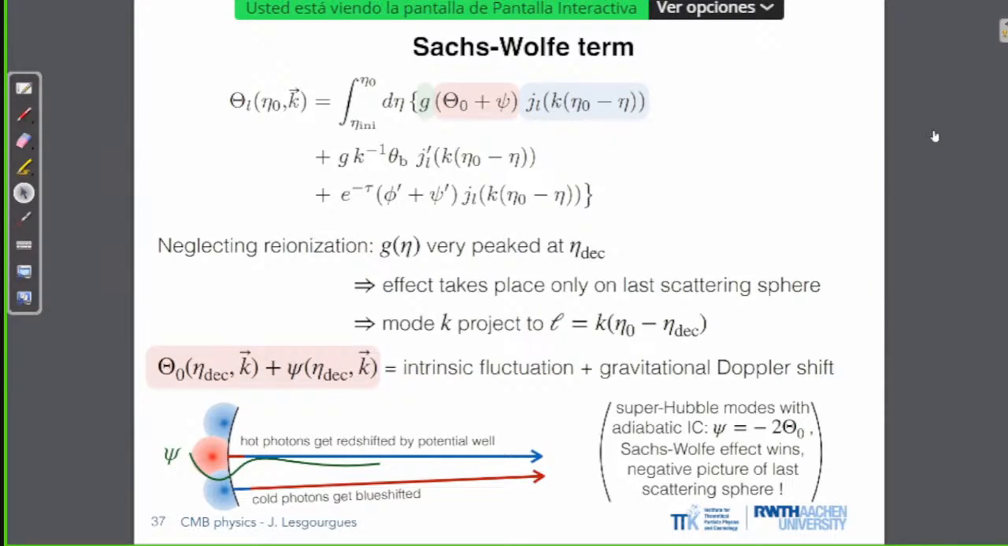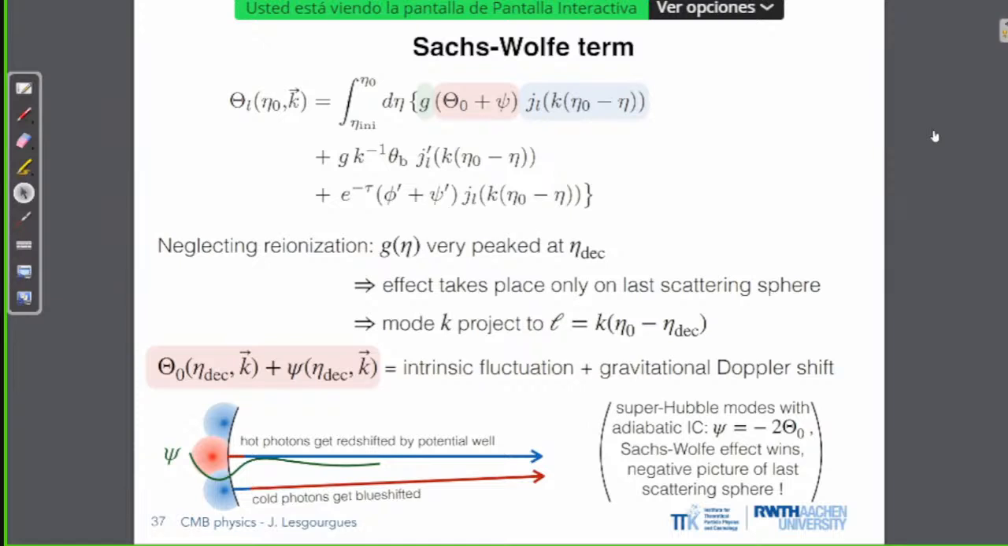Now, what is the physical effect? It comes from Θ_0 plus Ψ, which is supposed to be evaluated close to the time of decoupling for a given Fourier mode k. The first term is the obvious one. It just says that if we have a temperature fluctuation on the last scattering surface, we are going to see it today on the CMB map.